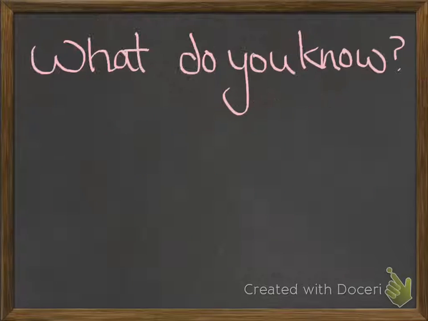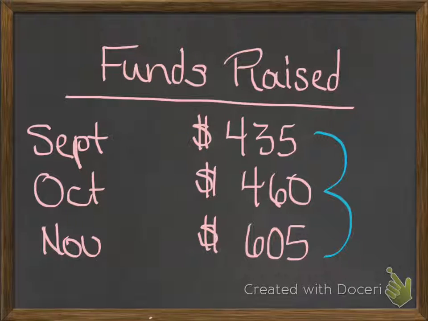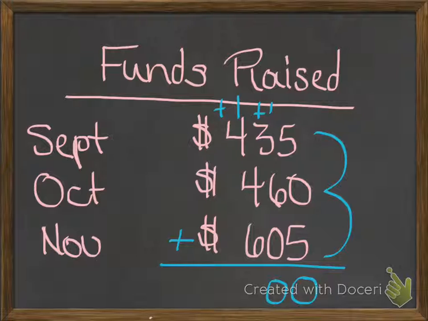Let's double check and make sure. So our numbers were 435, 460, 605. Let's add that all up. 5 plus 0 plus 5 is 10. Carry the 1. 1 plus 3 is 4. 4 plus 6 is 10. Carry the 1. 1 plus 4 is 5. 5 plus 4 is 9. 9 plus 6 is 15. So they earned $1,500. So that was the hidden question.